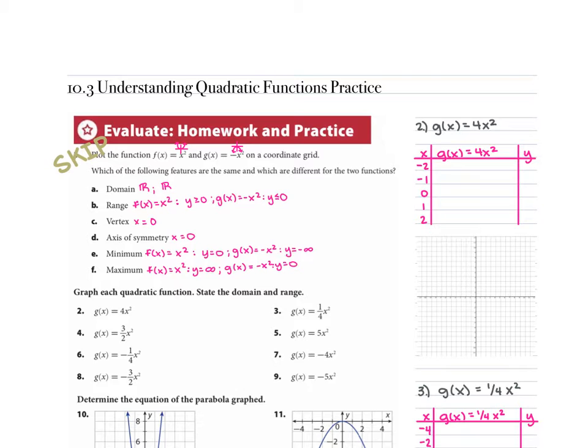And then your minimum and your maximum deal with either the highest or lowest point, depending on which one you're working with. So remember, if you have an x squared, your minimum is y is greater than or equal to 0. And then if you have a maximum, it's the negative x squared, so that way you have the highest point. So for 2 through 9, we are graphing these quadratic functions.